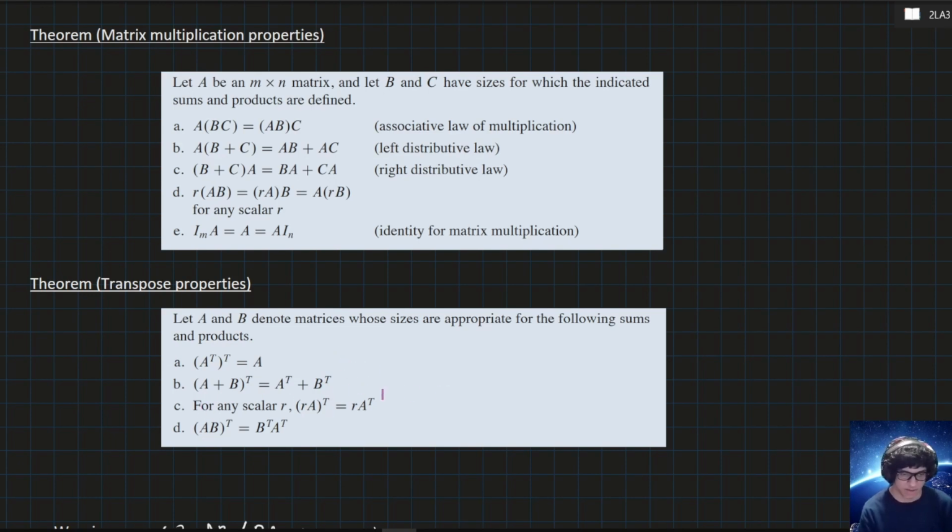And C is saying that scalars aren't affected by transpose. D is the thing you need to remember about transpose operations. When you're taking the transpose of a product, A times B, you put the transpose on each of the factors, and you have to reverse the order.